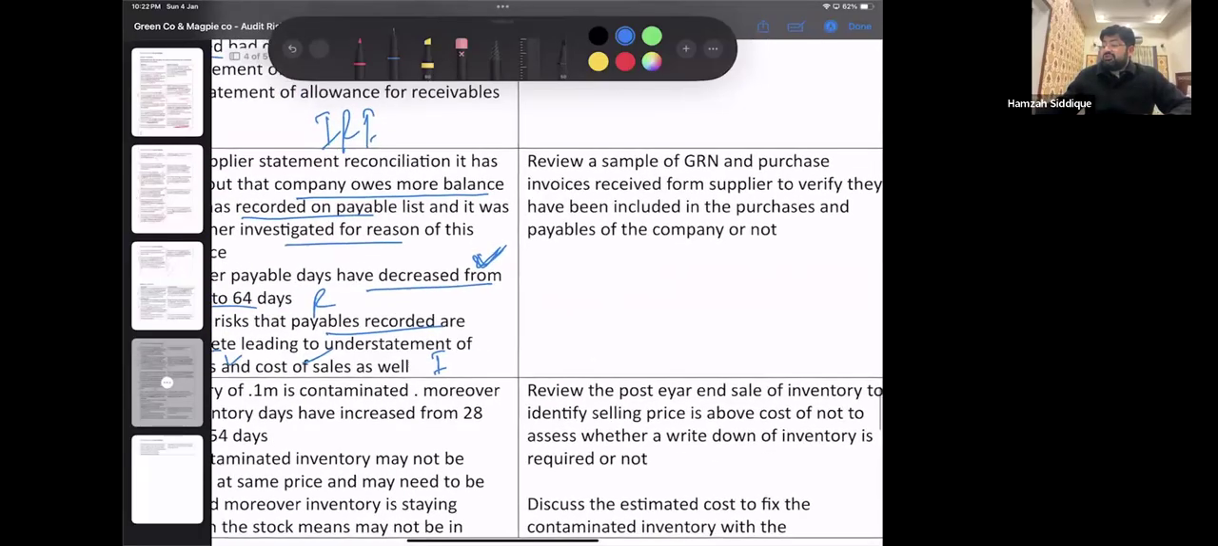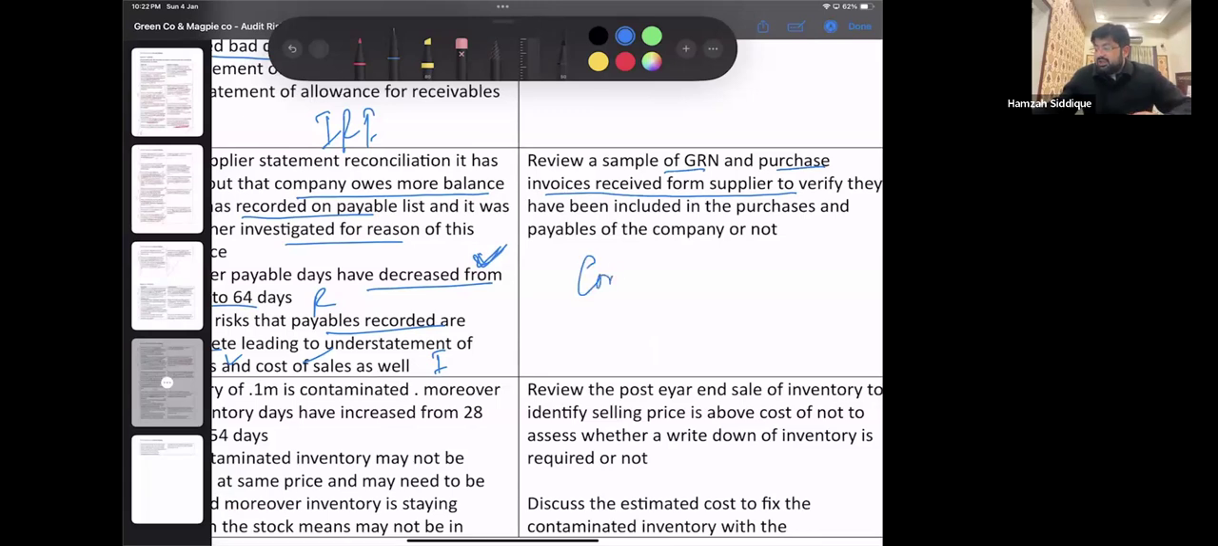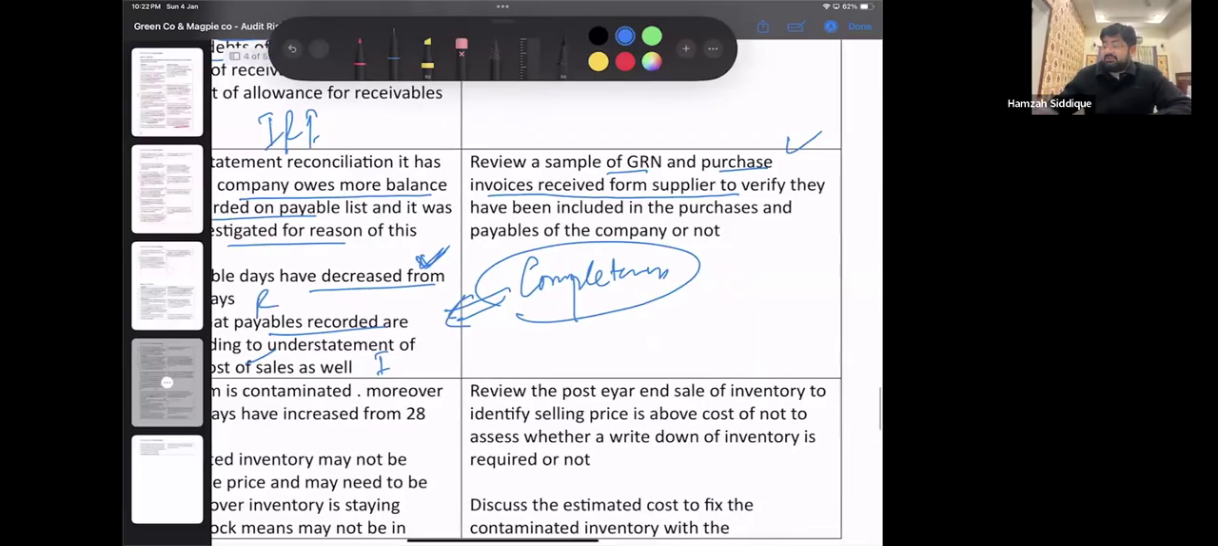So review a sample of GRNs and purchase invoices received from suppliers to verify completeness. So basically the issue of completeness. Payables may not be complete. So it is a completeness test, a substantive test. They have included a sample of GRNs and purchase invoices. Have they included it or not?